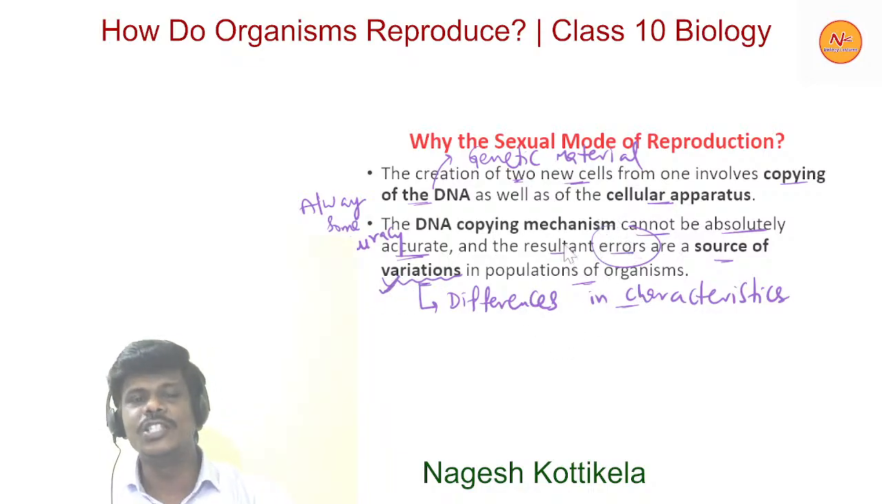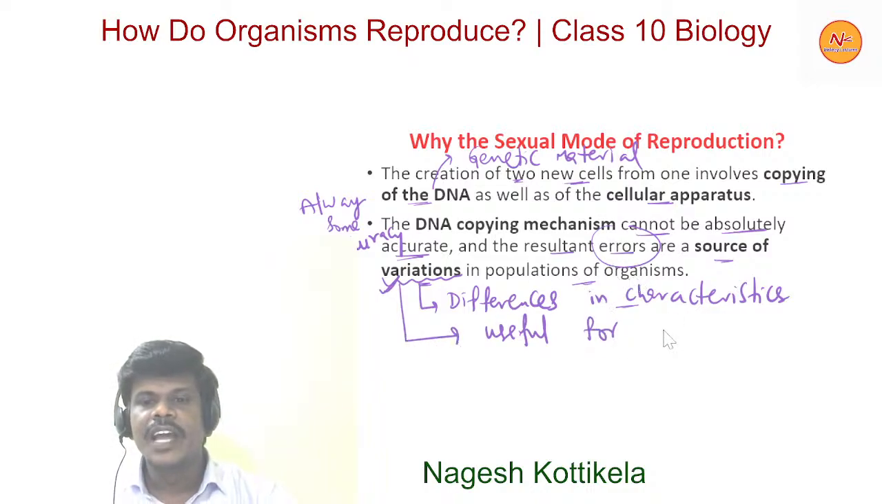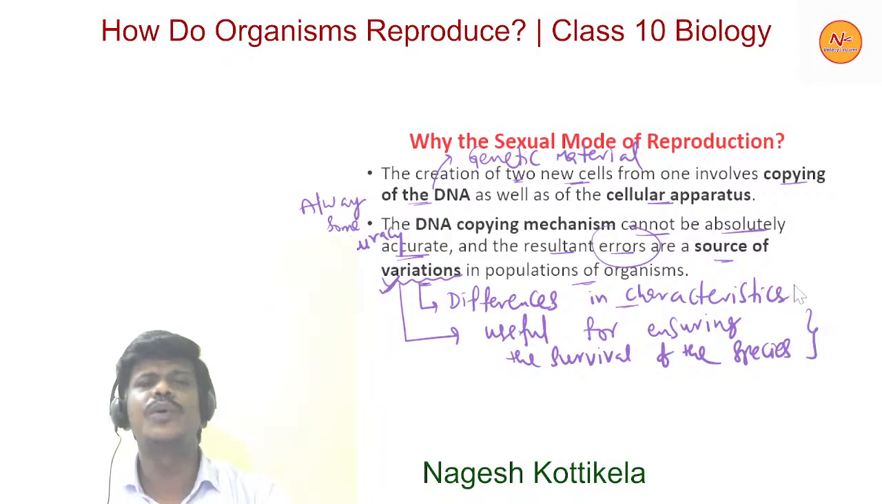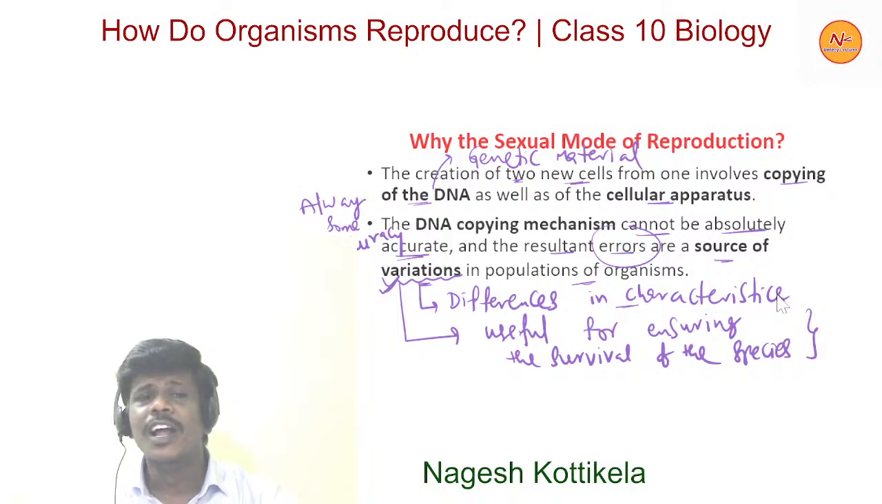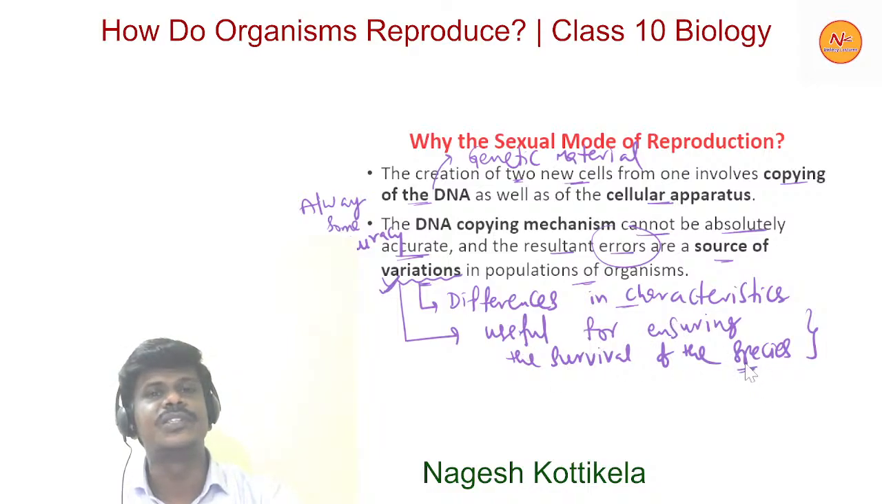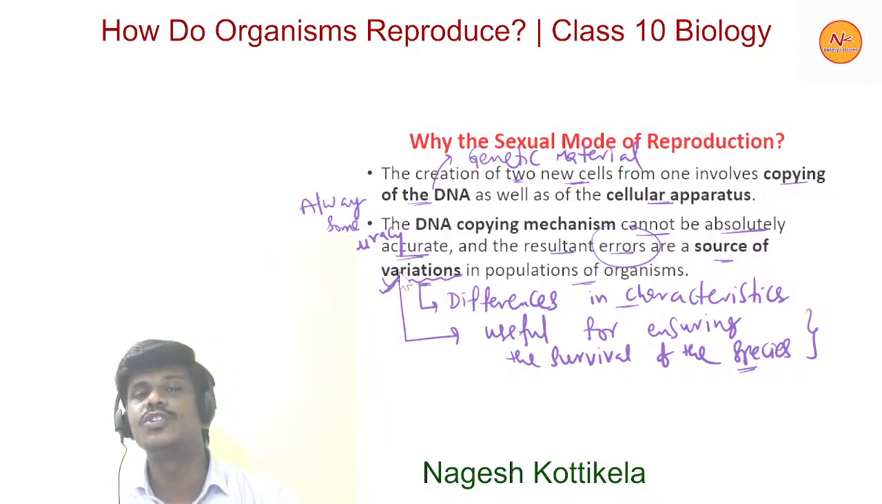Now, in a population, variations are useful. These variations are useful for ensuring the survival of the species. For an individual organism, these variations may not be useful, but in a population, these variations are ensuring the survival of the species. That is the advantage of variations.